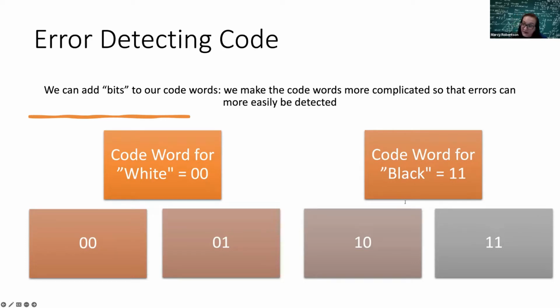So I know there's an error and I can radio back to my friend and ask for clarification, but I can't correct the error without contacting my source again. All right.